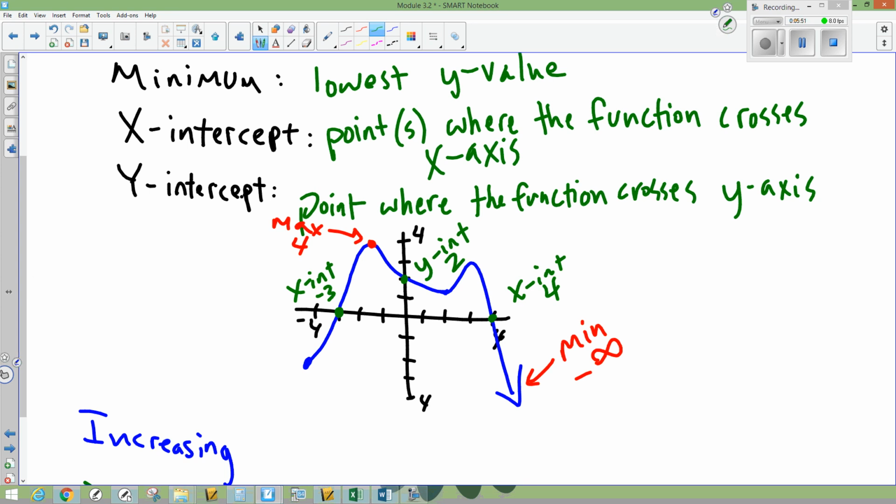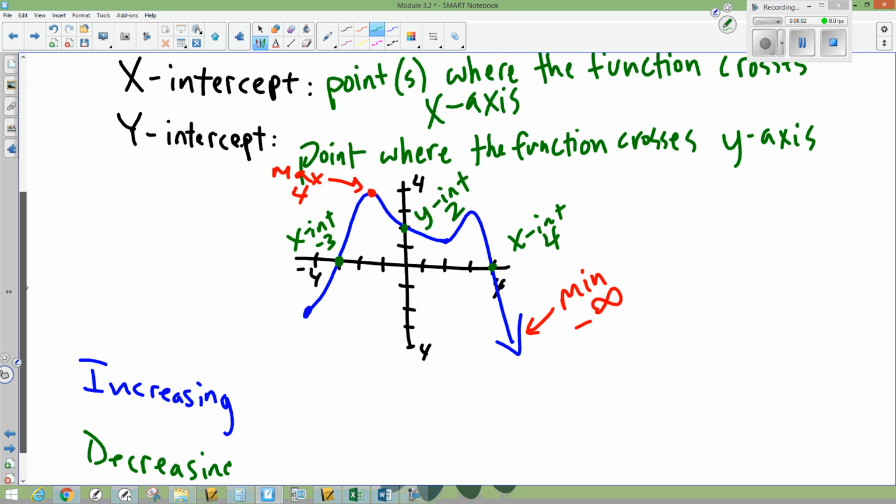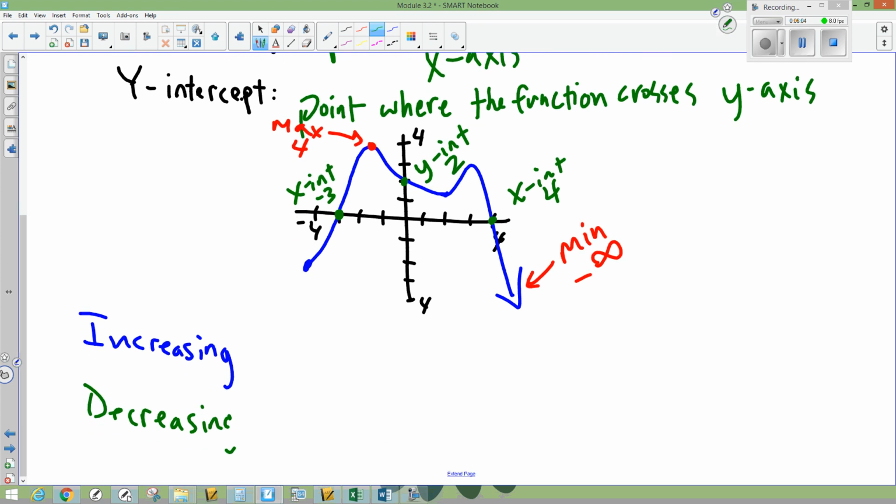Now those are kind of the basics that we've covered so far in our key features of functions. Okay, we have 3 more that we'll talk about. The first 2 are intervals where the graph is increasing or decreasing. Okay, so before we do this, one thing that I think is helpful for figuring out intervals is to draw dotted lines back to the x-axis wherever the graph changes direction. So I'll show you what I mean by that.